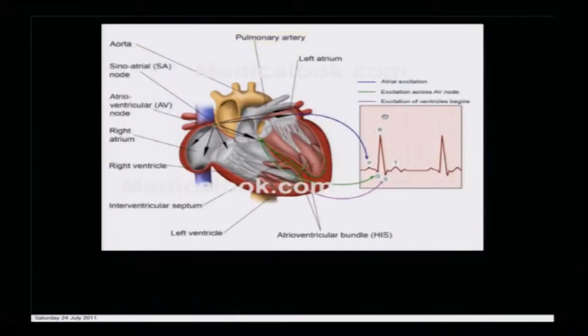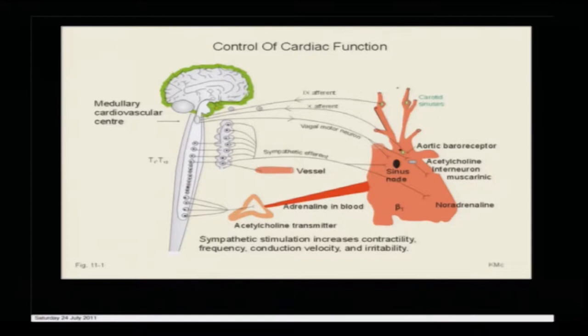Okay. So, coming to the different parts of it: atrial excitation, which is taking place at these locations, excitation across the AV node, and excitation of the ventricle begins. There are different ways I am showing you this, so that it helps you appreciate it far better. Okay.